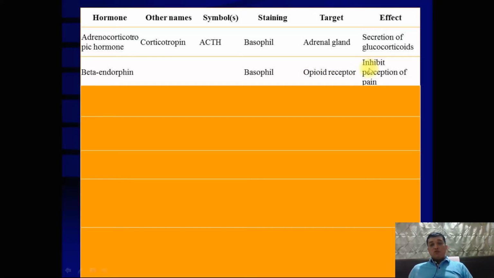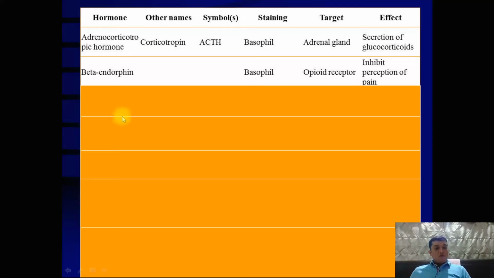As I told you, A-N refers to absent and algesia refers to pain. So one which inhibits perception of pain, that is analgesic. So beta endorphins are natural analgesic agents of our body.